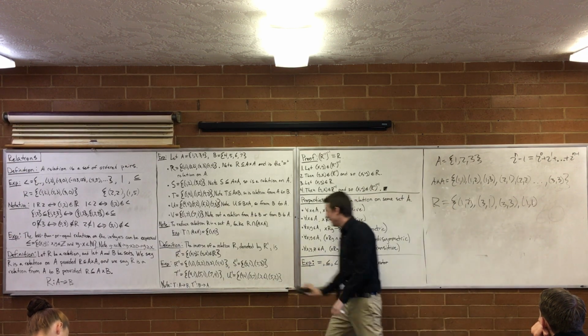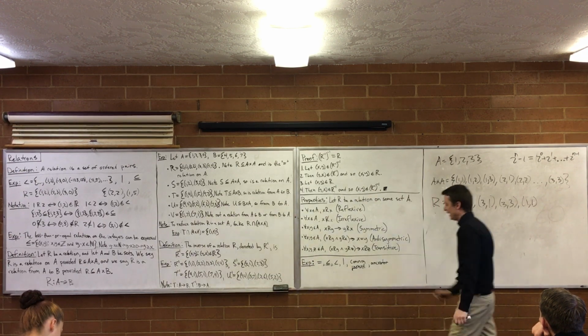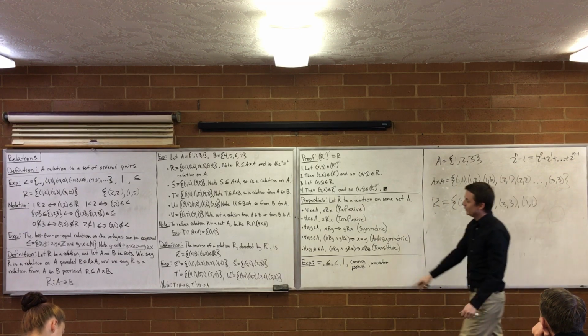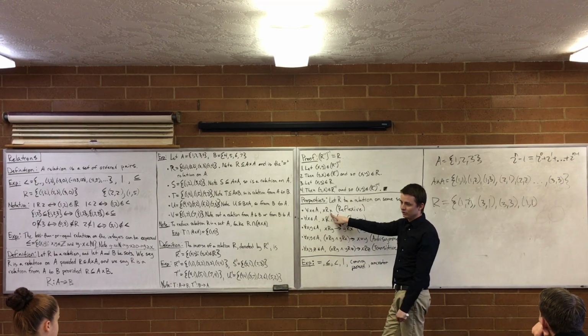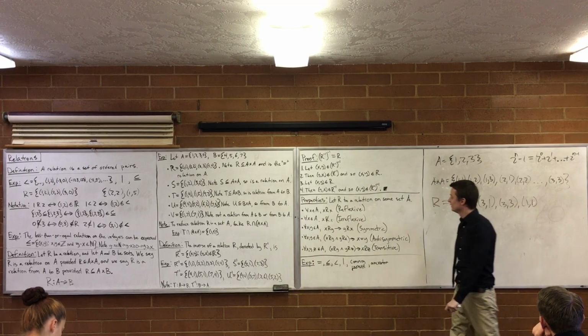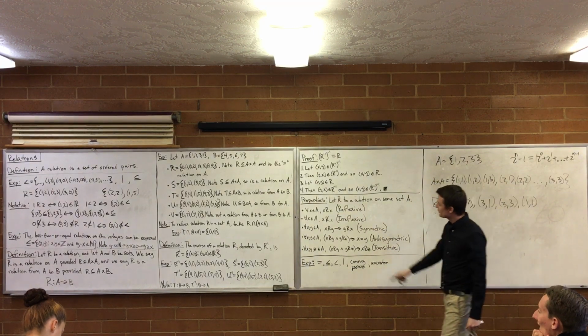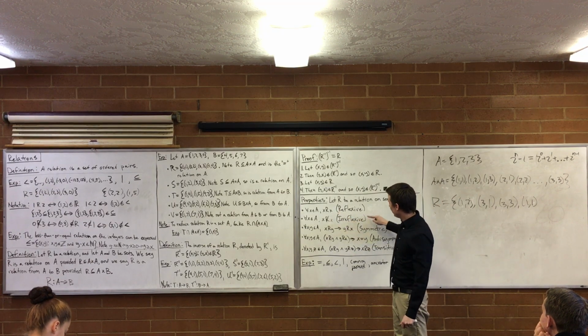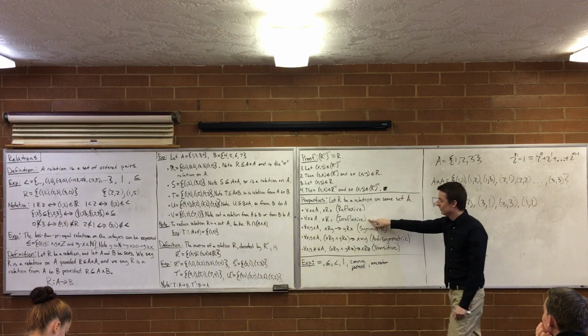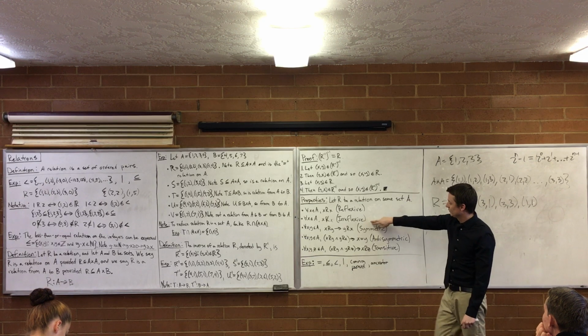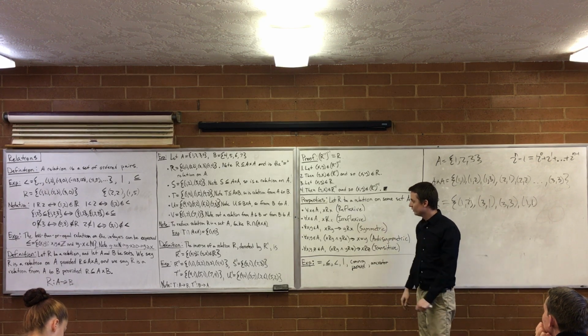Alright, let's look at ancestor. Are you an ancestor of yourself? No. You're not descended from yourself. Is it true that you're always not descended from yourself? Yes. So ancestor is irreflexive.